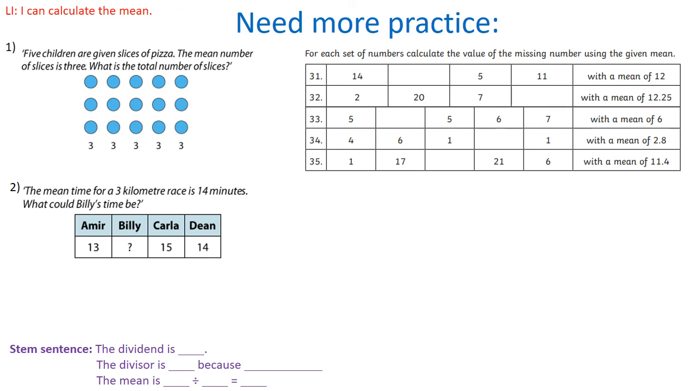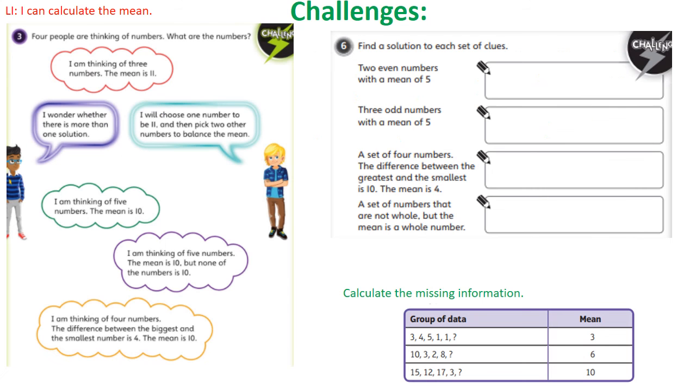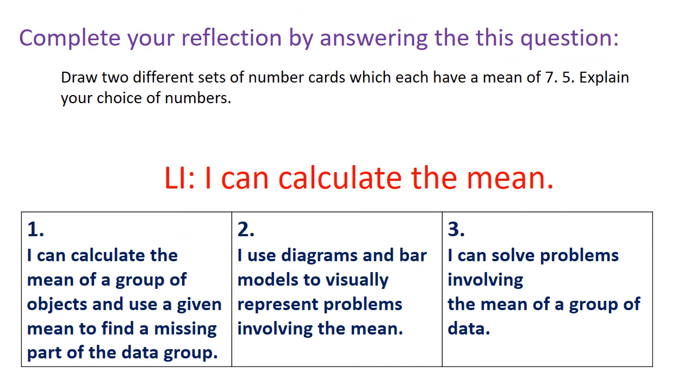So need more practice? You've got more examples there to help you. If you fancy a challenge, remember do either need more practice or the challenges. And then finally, you've got your reflection. Draw 2 different sets of number cards, which each have a mean of 7.5. Explain your choice of numbers. So that should be a couple of sentences explaining that reflection.